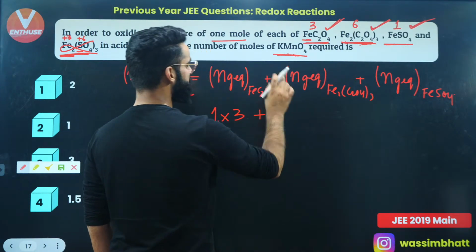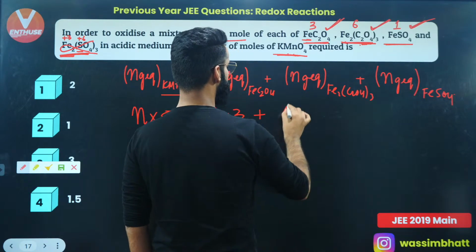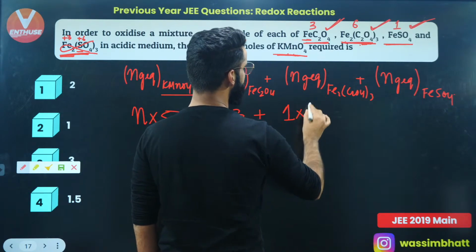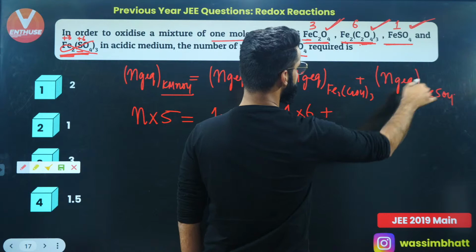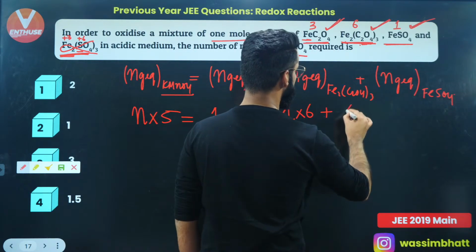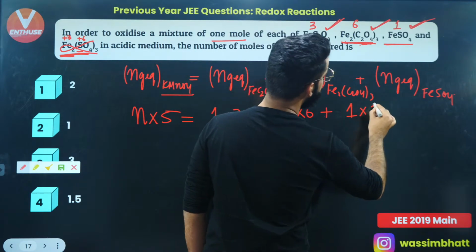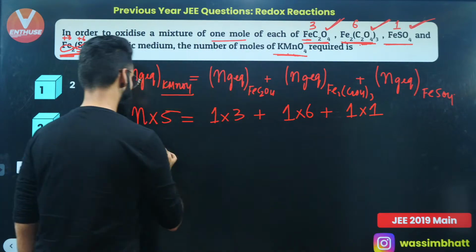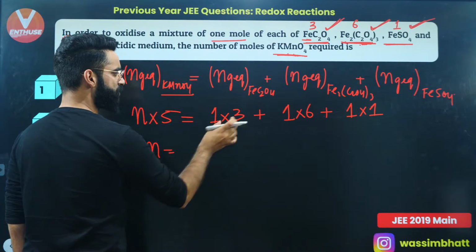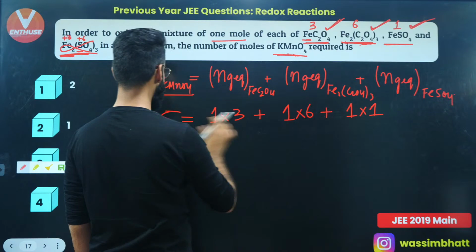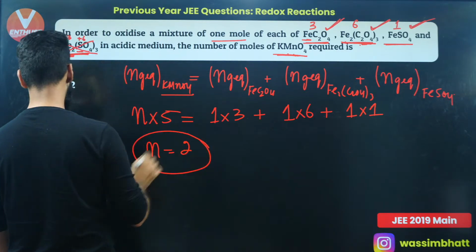Plus number of gram equivalents of ferric oxalate, which is number of moles of ferric oxalate multiplied by the N factor of ferric oxalate, plus number of gram equivalents of ferrous sulfate, which is number of moles of ferrous sulfate multiplied with N factor, that is 1, right? So from here, you get the value of N as 3 plus 6, 9, 9 plus 1, 10, 10 divided by 5 comes out to be 2. So the N value will come out to be 2.